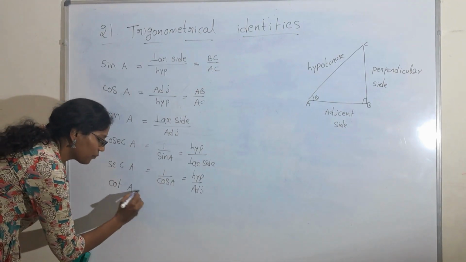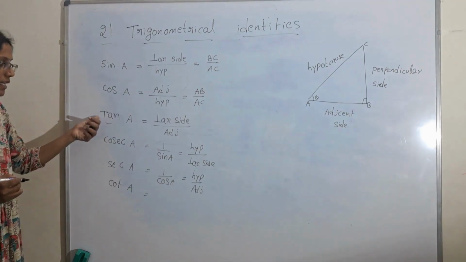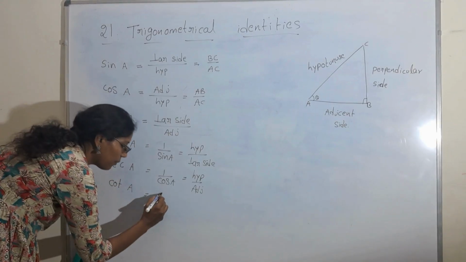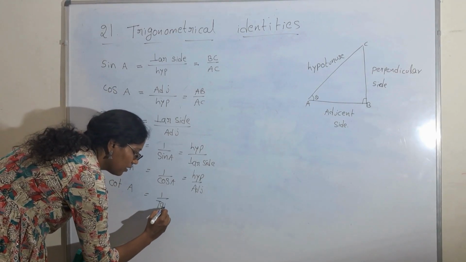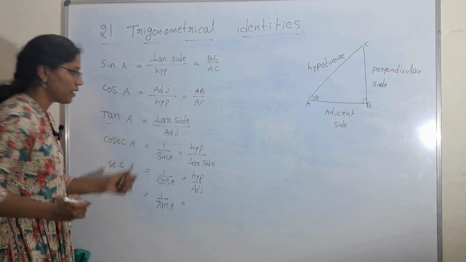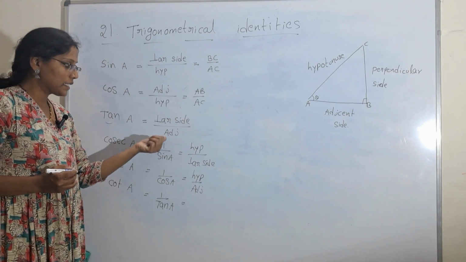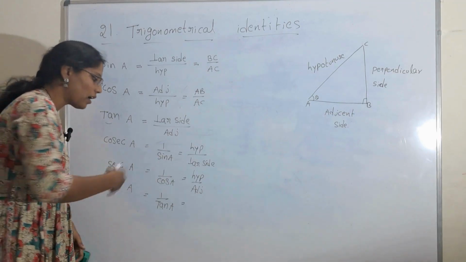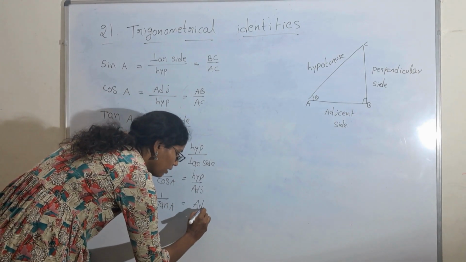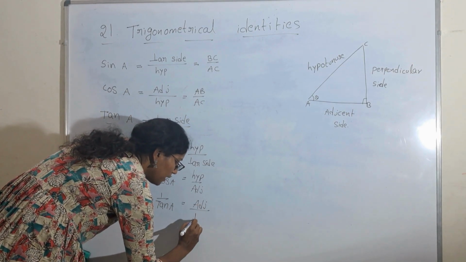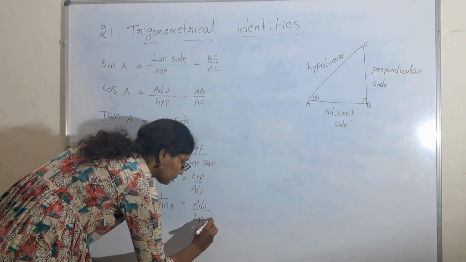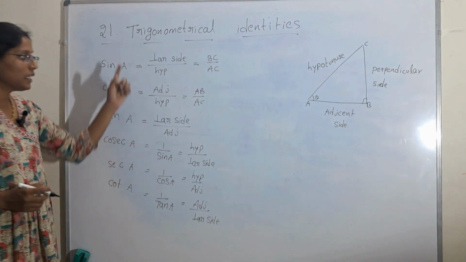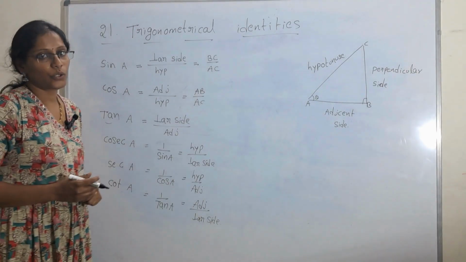Next, cot A. Cot A and tan A are reciprocals, so 1 by tan A. Tan A is perpendicular side by adjacent side, so cot A is adjacent side by perpendicular side. These are the trigonometric ratios.